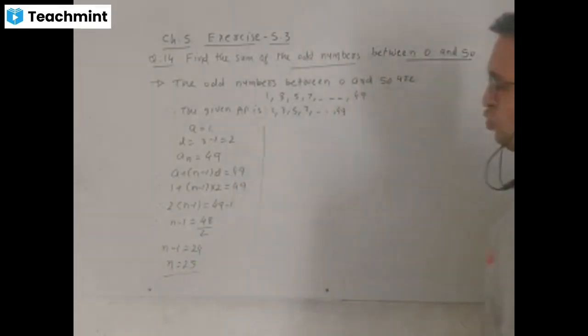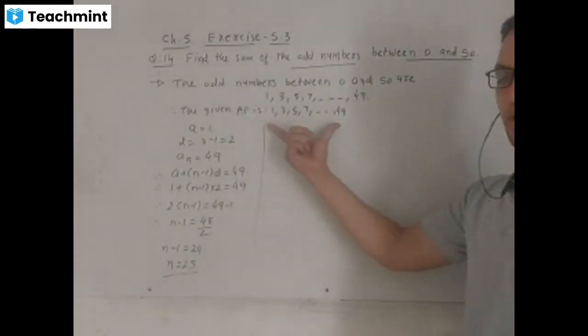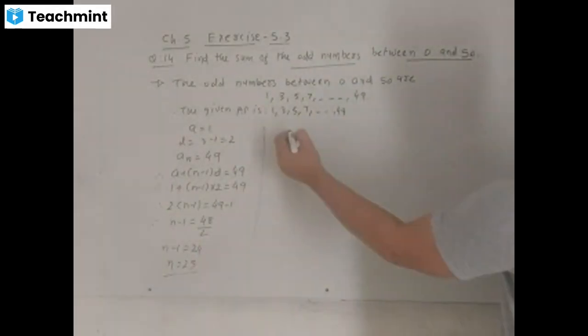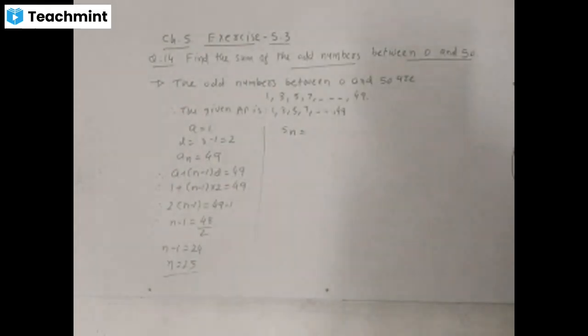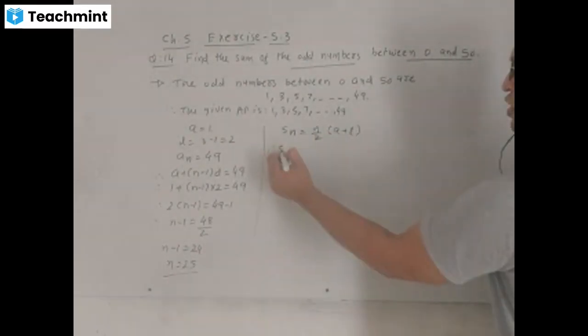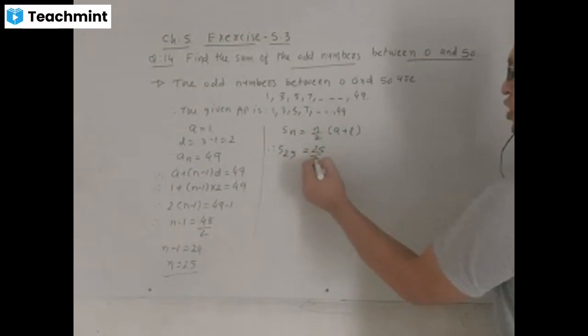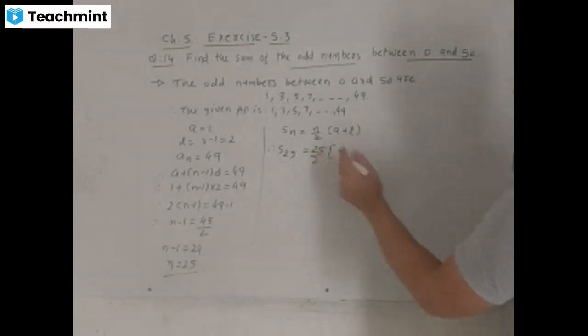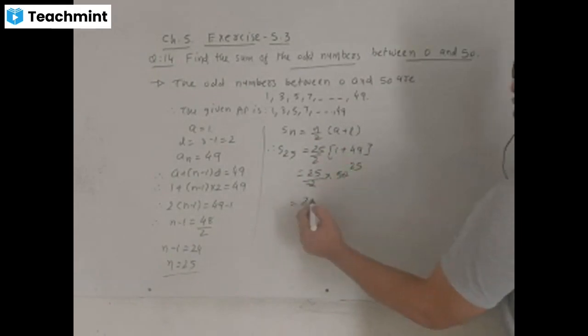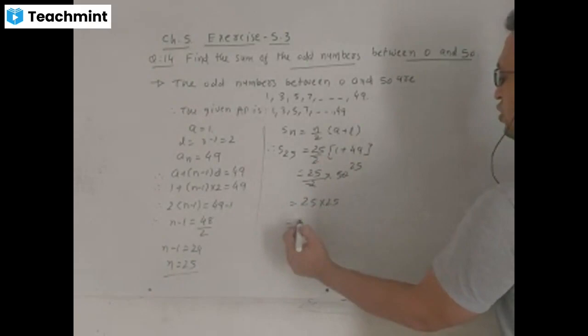What is the total number of terms? Here the total number of terms N is equal to 25. Find the sum of the first 25 terms. Sn is equal to N by 2 into A plus L, because the last term is given. N is equal to 25, S25 is 25 by 2 into A plus L. A is equal to 1 and L is equal to 49. 25 by 2 into 49 plus 1, that is 50, and 50 by 2 is 25, and 25 into 25 is 625.